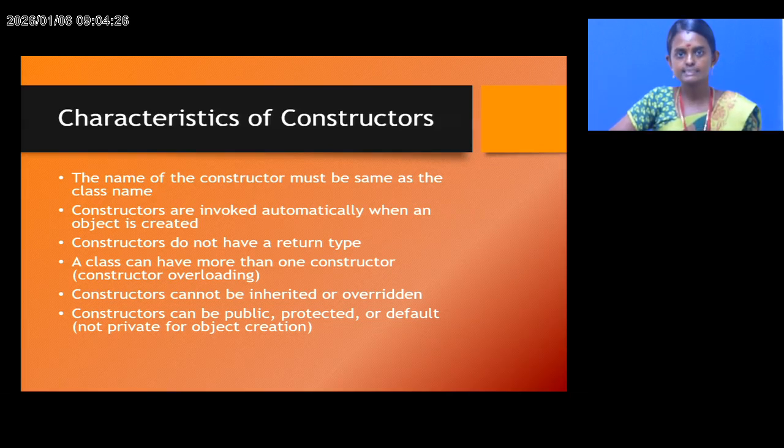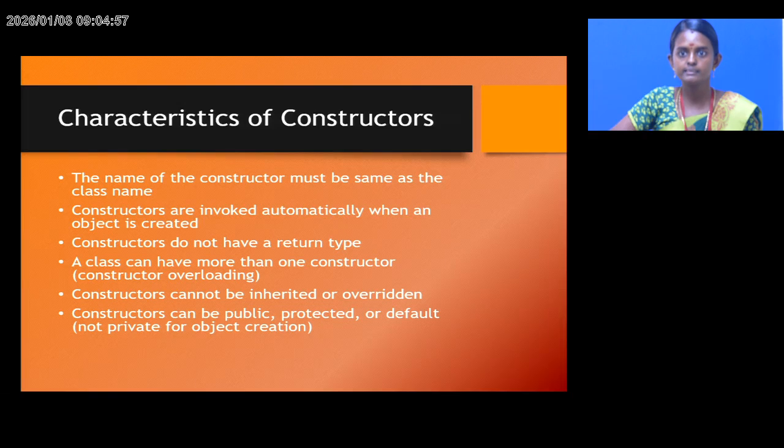For example, class A is our class name. The constructor name is also A. Then constructors are invoked automatically. Already we saw this point in the introduction. Then constructors do not have a return type. In the structure of a constructor, we don't have a return type. We just write the constructor name alone. A class can have many constructors.